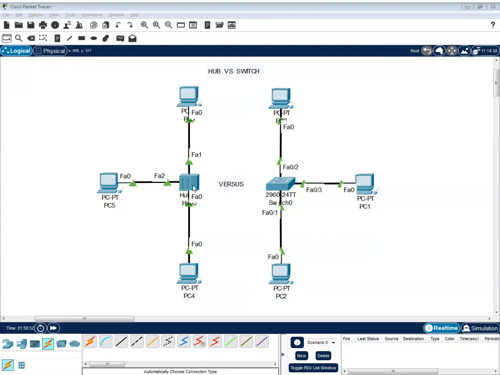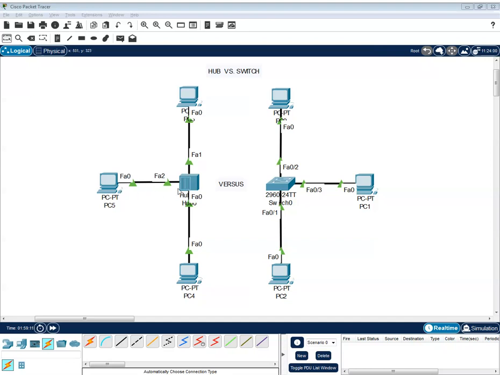Well, this hub operates on layer one of the OSI model. In layer one, it simply receives data packets from one device and broadcasts them to all the other devices connected to the hub. So what do I mean by that?